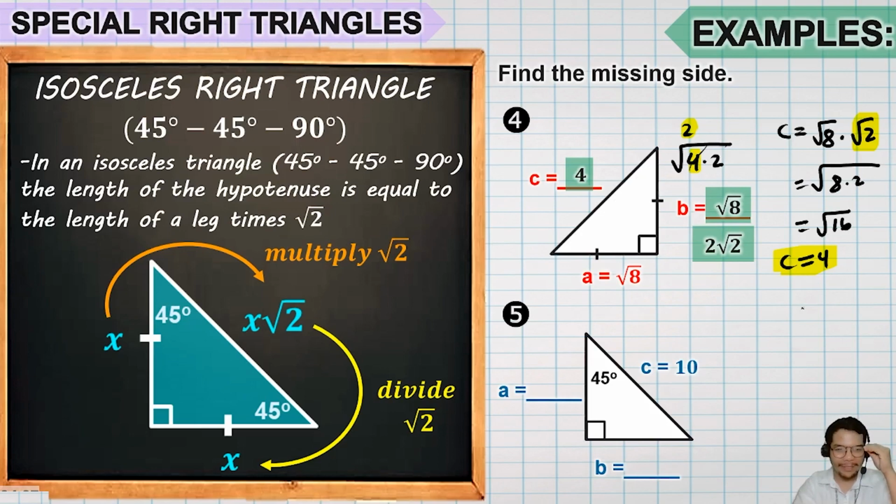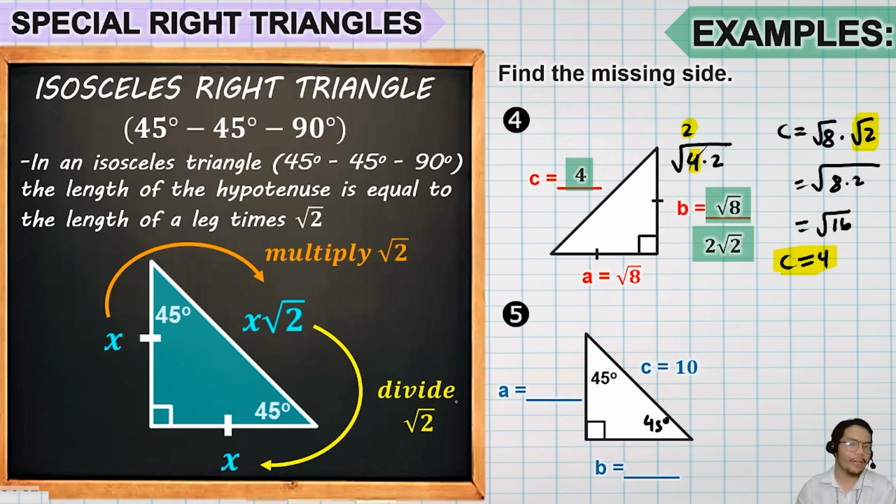Okay, next, let's have number 5. This one is still a 45, 45, 90 triangle, an isosceles right triangle. But in this case, hypotenuse natin 10. Madali lang to kung yung hypotenuse mo 10 square root of 2. 10 to, tas 10 din yung isa pang leg. Tanggalin mo na square root of 2 pag dinivide mo, di ba? 10 lalabas. Problema, hindi 10 square root of 2, 10 lang siya. Walang kasamang square root of 2.